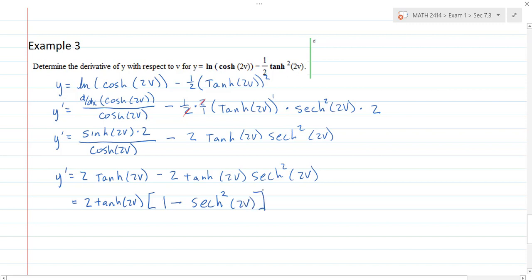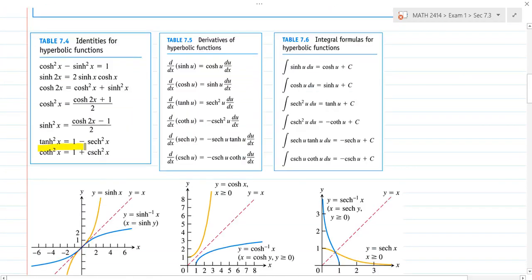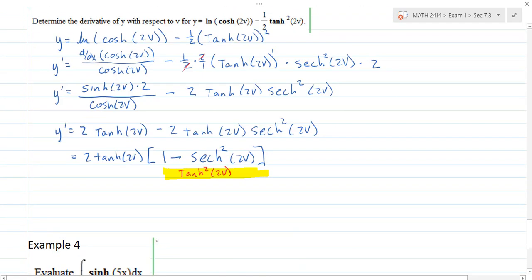I believe this is a Pythagorean identity. I think this one would be one of the Pythagorean identities. So if we scroll up, look at this identity right here. I have 1 minus sech squared. That's equal to tanh squared, isn't it? So what I'm going to do is replace that 1 minus sech squared with tanh squared in our problem. So when I replace this with tanh squared 2v, I end up with tanh squared times tanh is tanh cubed. So this ends up being 2 hyperbolic tangent cubed 2v. And that would be our final answer.